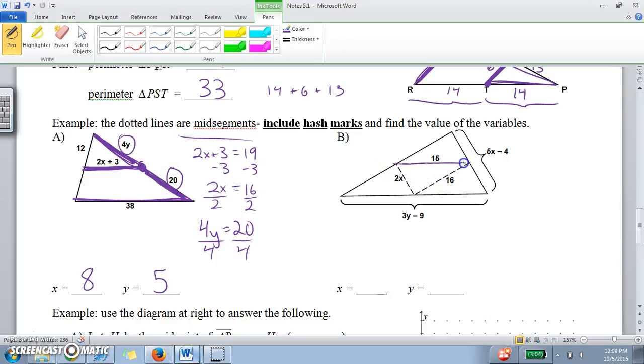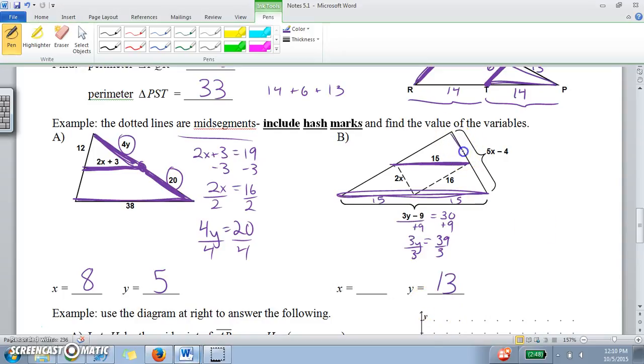Same thing over here. So now I've got a midsegment of 15 right here. So this piece right here has to be double what the midsegment is. Since the midsegment is half of this, each half of this would have to be 15, which makes the whole thing equal to 30. So now to solve for y, this 3y minus 9 has to equal 30. That's what this whole segment is. So I add 9. I get 39 equals 3y. I divide by 3, and I get that y equals 13.